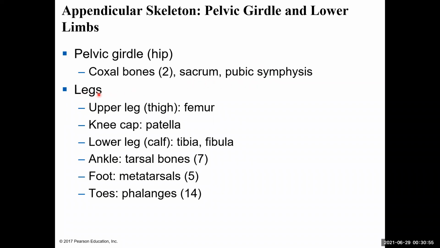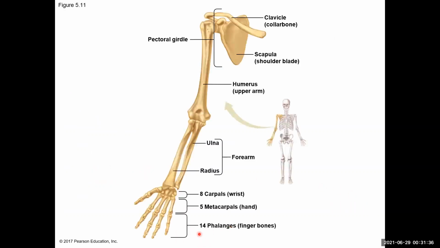When we look at the bones in the legs, you have your femur, which is your upper leg, the patella, which is your kneecap. Then the lower leg is made up of the tibia and the fibula. So the tibia is the bigger bone. The fibula is the smaller one that runs down and makes the little bony structure off the side of your ankle. But the ankle itself is made up of the tarsal bones. You have your foot, which is the metatarsals, and then you have your toes, which are phalanges, which are exactly the same name as the phalanges in your fingers.